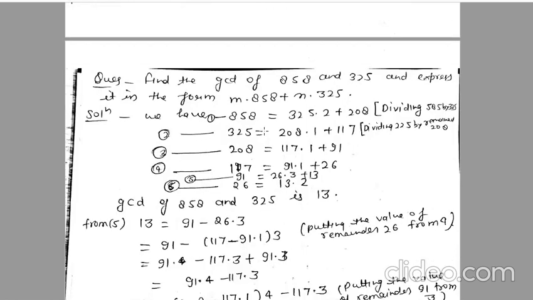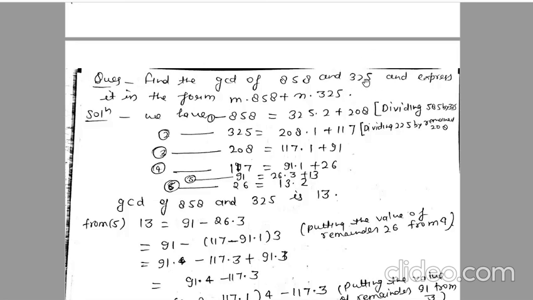Now, there is an example of the Euclidean algorithm. Find the GCD of 858 and 325 and express it in the form of m into 858 plus n into 325. Same as your above question. There was an 8 marks question which already came in your final semester exam. I told you to see which one is the smaller number. 325 is the smaller one, right?